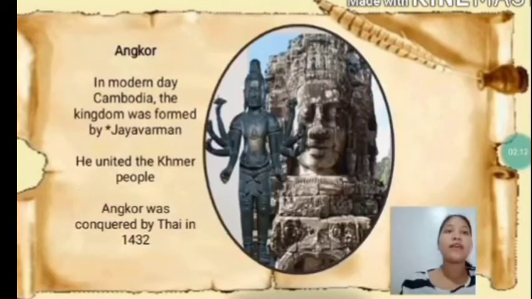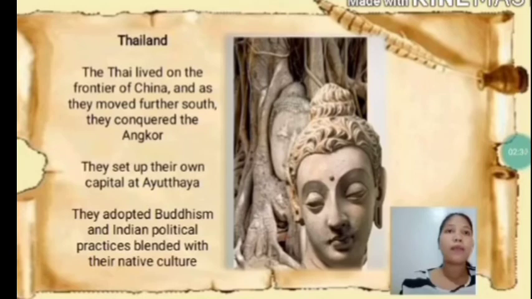Angkor similarly has a relationship, but is more influenced by India. This kingdom emerged in modern Cambodia. The kingdom was formed by Jayavarman, a strong leader who brought the people together as the Khmer people. Angkor was eventually conquered by the Thai in 1432. But what is important here is that they were strongly influenced by Indian culture.